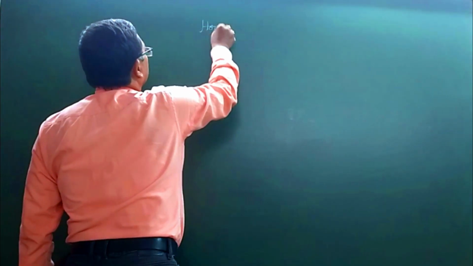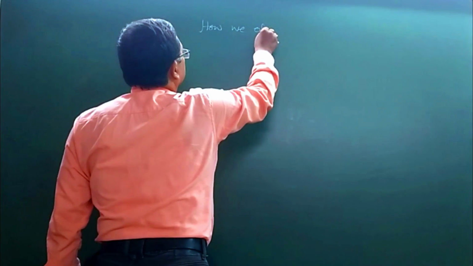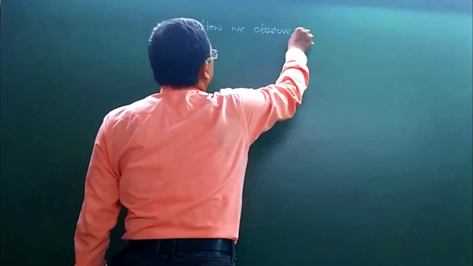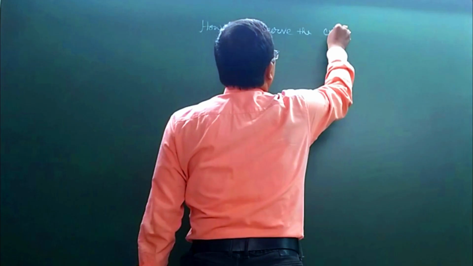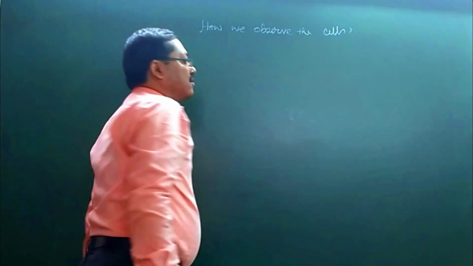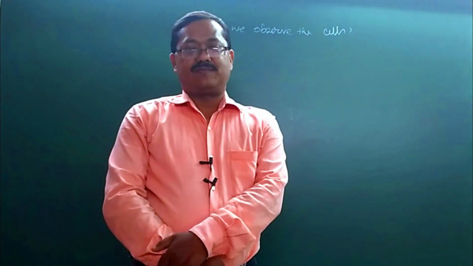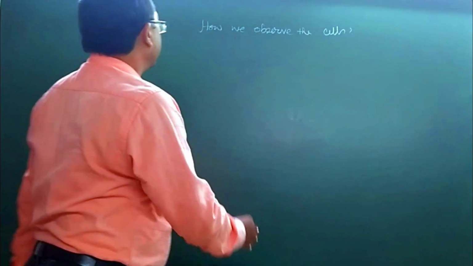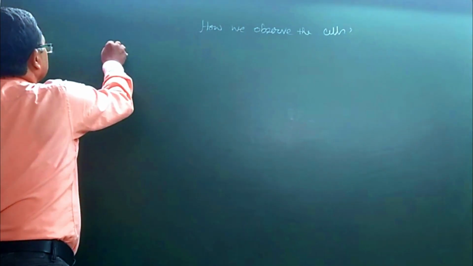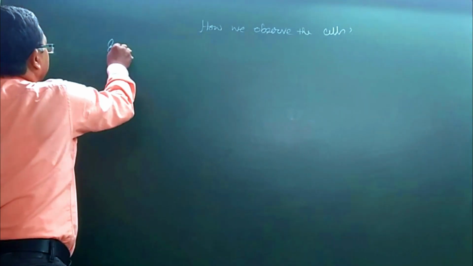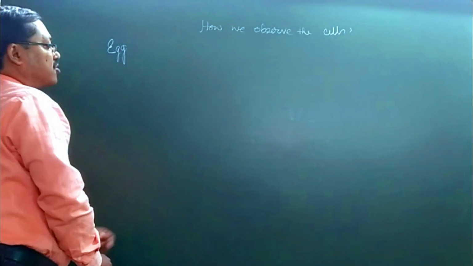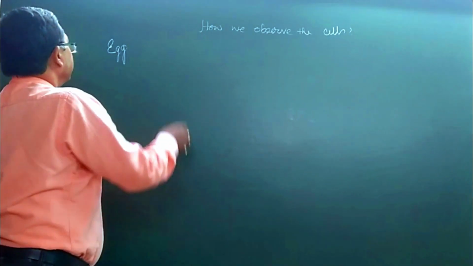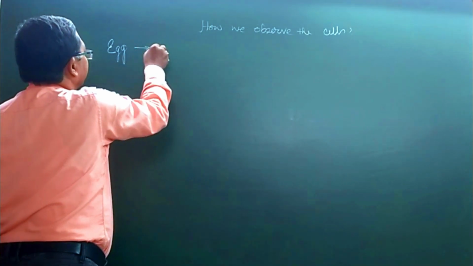My dear students, today's topic is how we observe the cell. When the cell size is very large, particularly in the case of a bird egg or ostrich egg, it can be seen by naked eye.